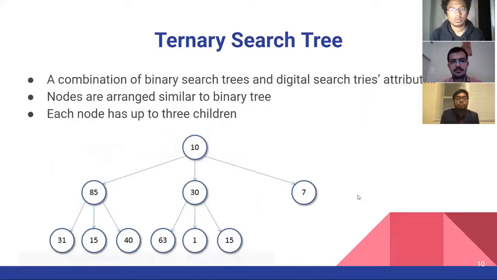Okay. Next, I'm going to talk about the concept of the ternary search tree and how we implemented it in our project. A ternary search tree is basically a combination of a binary search tree and the digital search trie's attributes. Nodes are arranged similarly to a binary search tree. However, as we can see, each node has 3 children, whereas in a binary search tree there were 2. Each of our text files generates a ternary search tree, and the number of occurrences of each keyword is extracted from there.